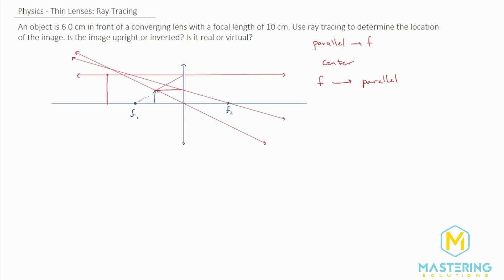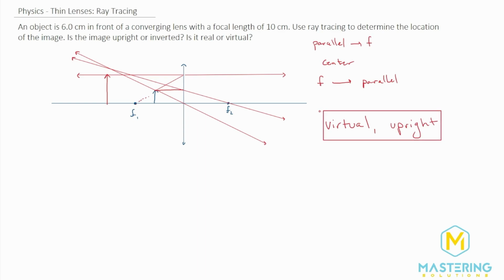And so we would have been able to see the object location and the height, but you get the idea that we're going to get a virtual image because it's on this side of the lens. It's upstream of the lens. And anytime you have a virtual image, it's going to be upright. And so that is the answer.